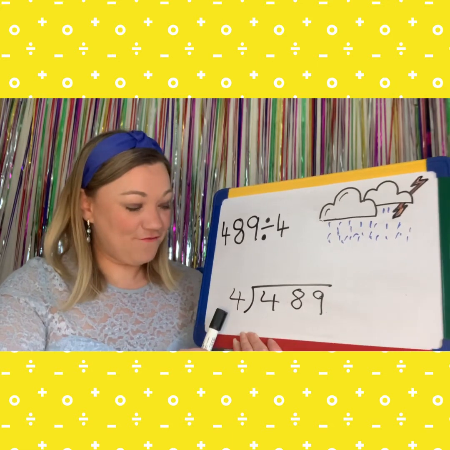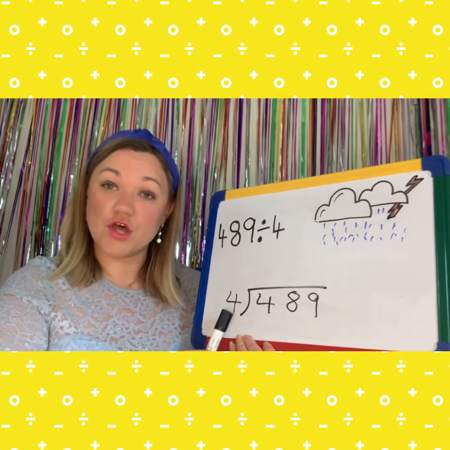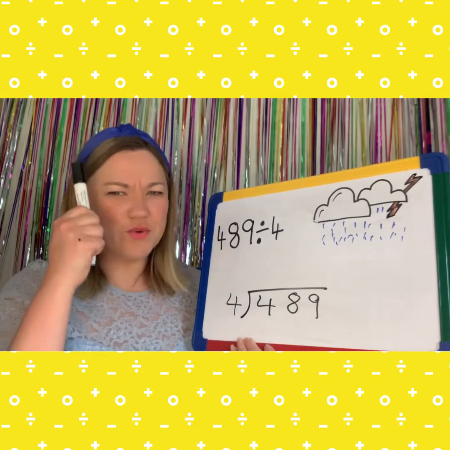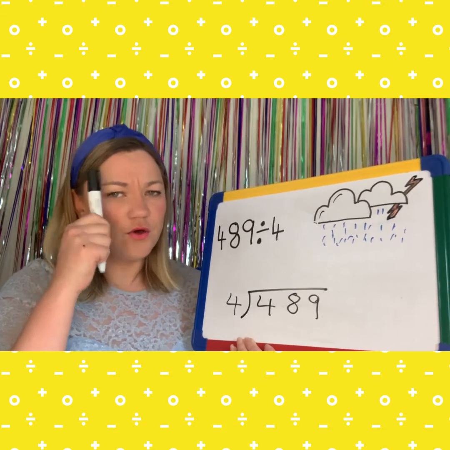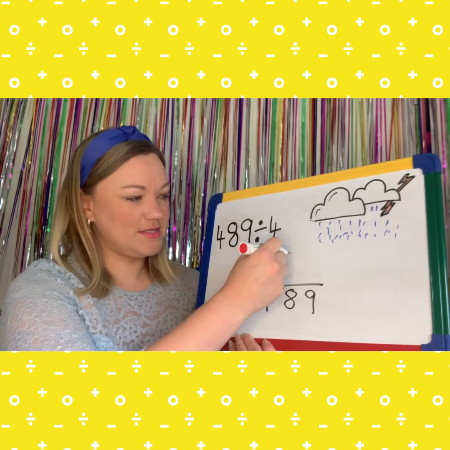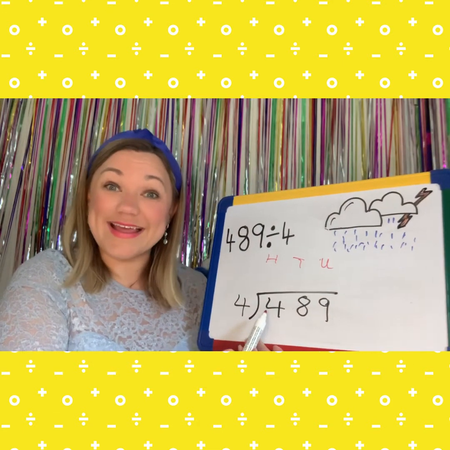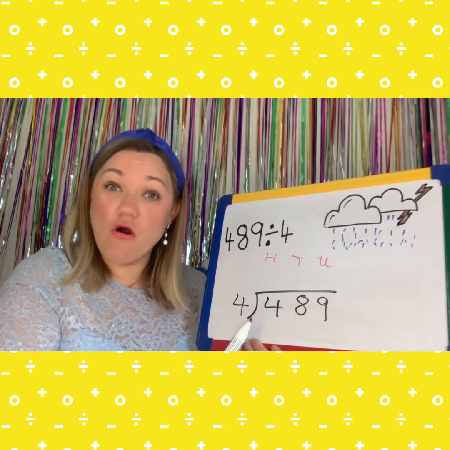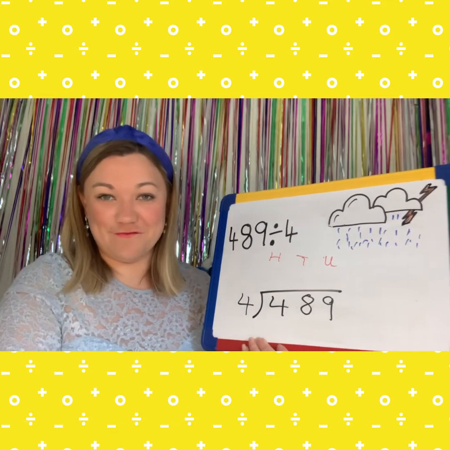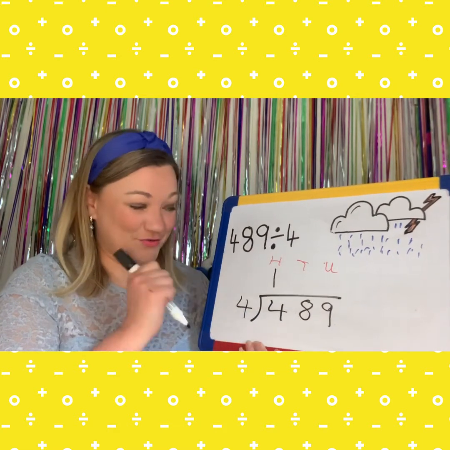Okay, so first of all, I need to think how many 4s go into 4. But hang on a minute, I say 4. What do I really mean? I've got my hundreds, tens and units or ones. So 4 here really means 400. But I say 4 just to make it easier. How many 4s are in 4? The answer is 1. 1 times 4 is 4, isn't it, children?